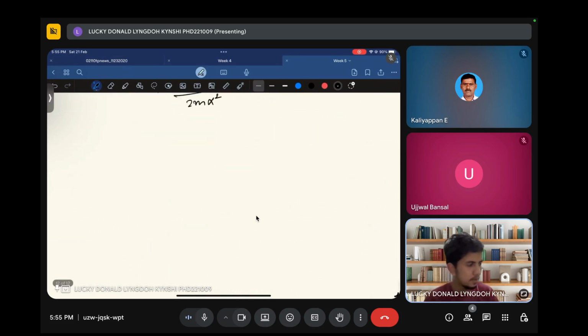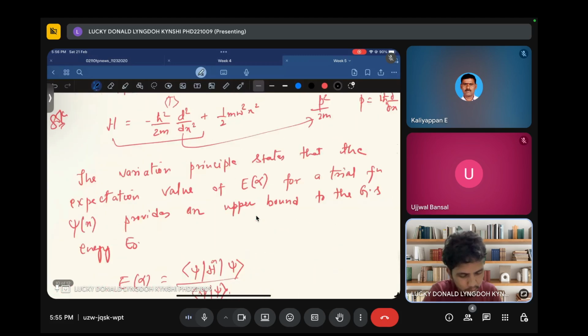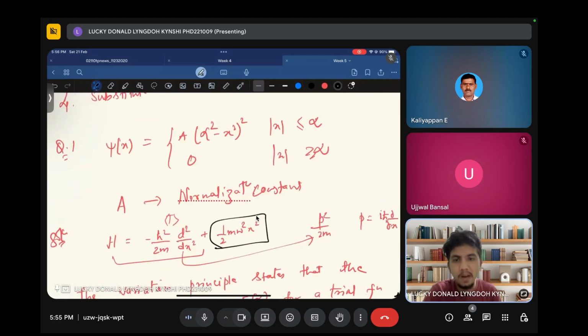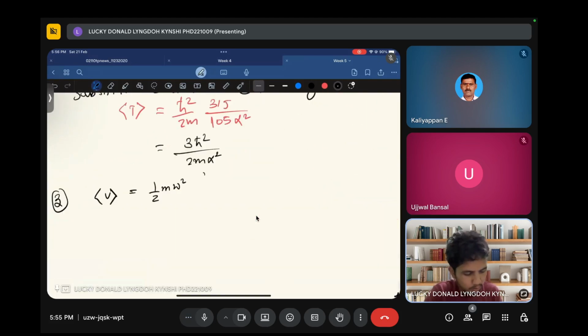Now what is the next case? The next case, the third one, you got the kinetic energy, but you have to find out the expectation value of your potential also, which is given by half m omega square x square. So you do the same thing, half of m omega square x square, integration from minus alpha to plus alpha, you have x square psi square dx by psi. Here also you do the same thing.